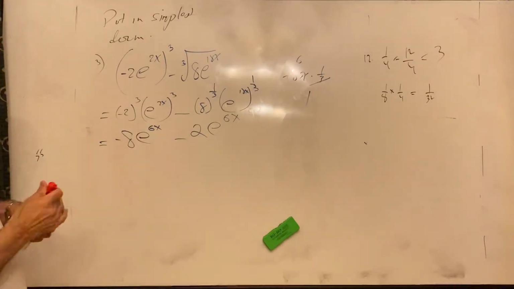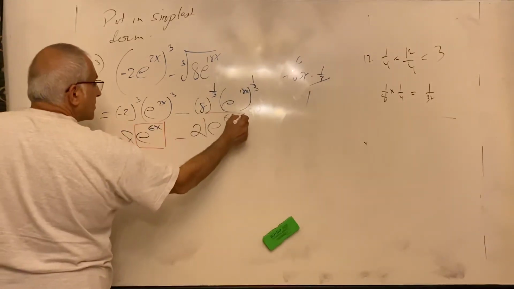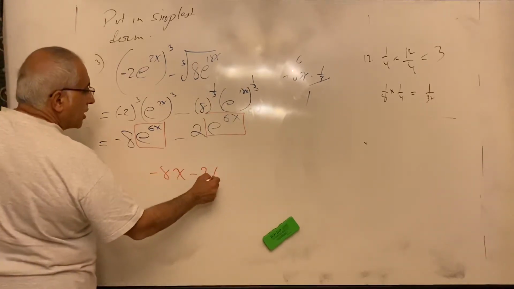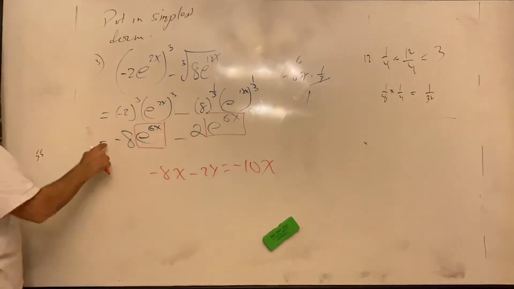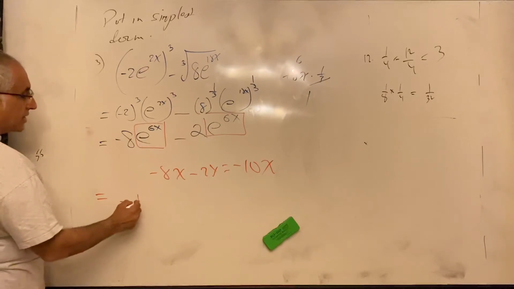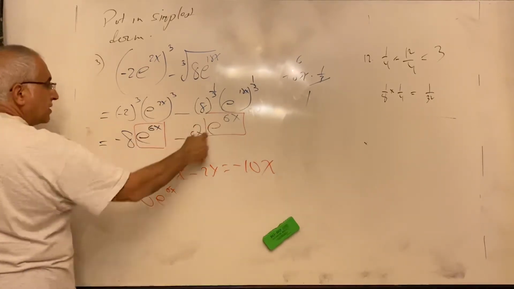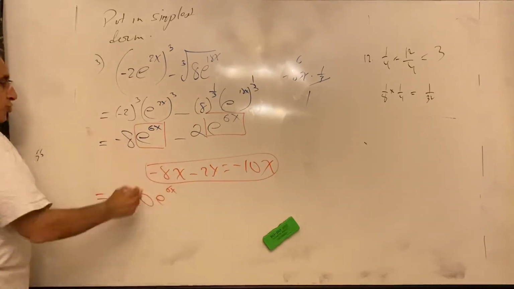Something fishy here. This is exactly the same as that. Those variables are the same. It's like you're saying minus 8x minus 2x. What is the total? Minus 10x. Likewise, minus 8e to the power 6x and minus 2e to the power 6x. The answer is minus 10e to the power 6x. If those were not the same, you could not do that any further. So that's only an example to show you how I think.